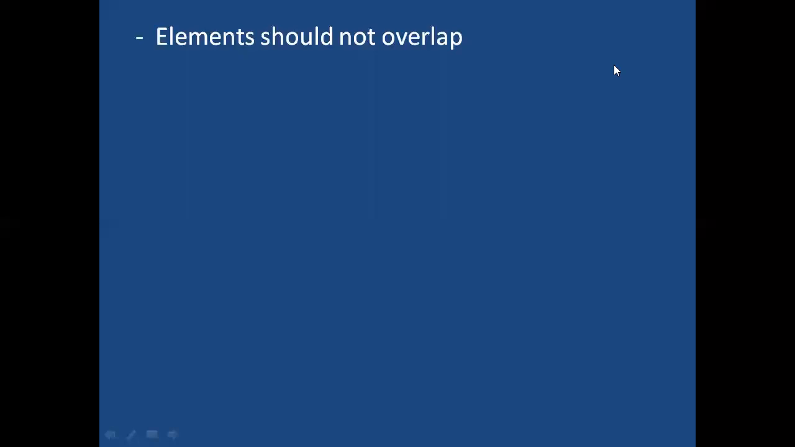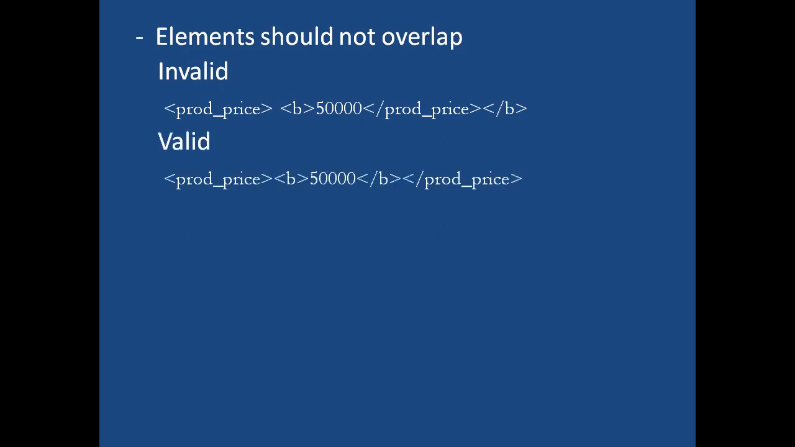All elements must be properly nested and should not overlap. This is an example of an invalid element because it is not nested properly, whereas this is valid because the bold tag is opened inside the product price and closed within the product price, so it is nested properly.